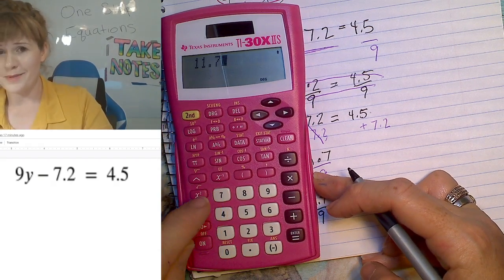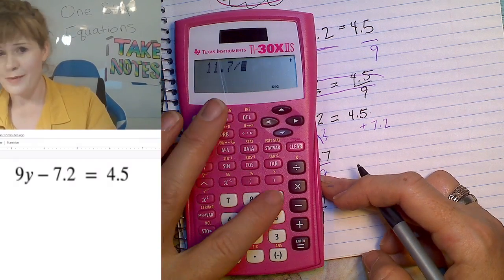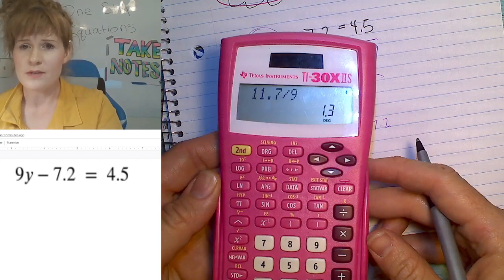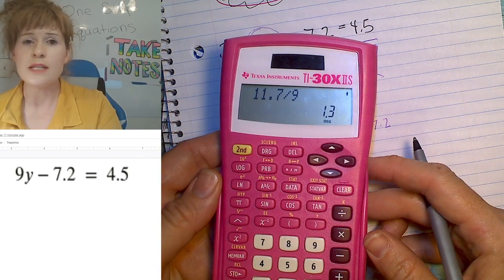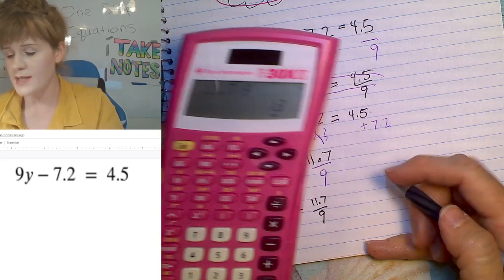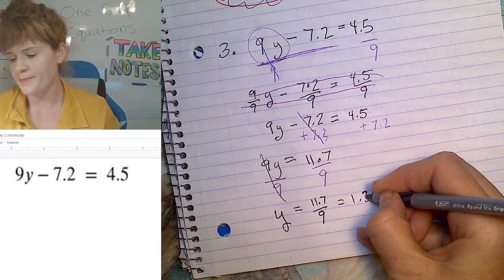Let me tell you guys something. I've had 2 engineering degrees. I never had to do math by hand. We always used computers and calculators. So get used to using technology. You just need to know the procedures by hand. So that's why I show you every step. Anyway, that equals 1.3. Bam.